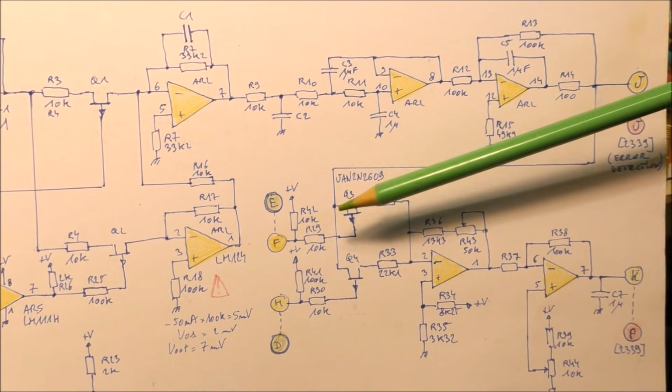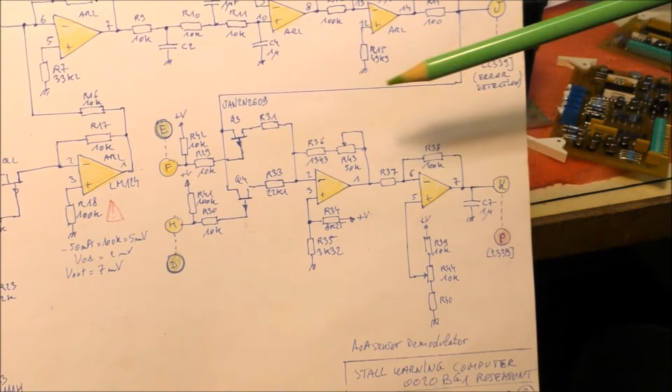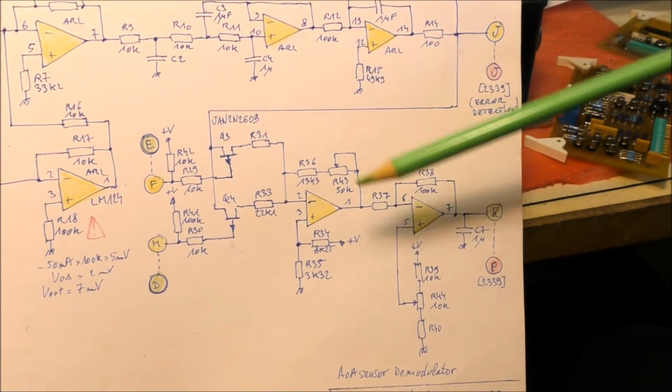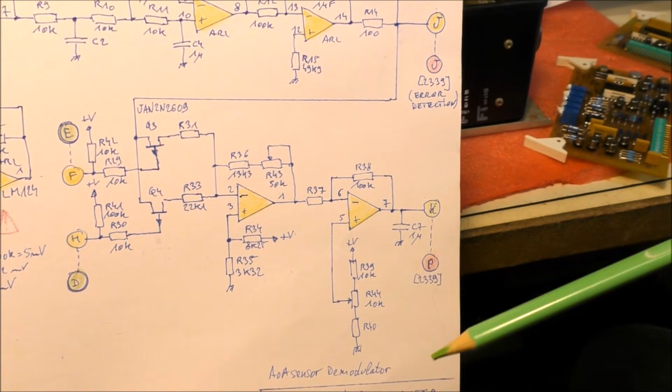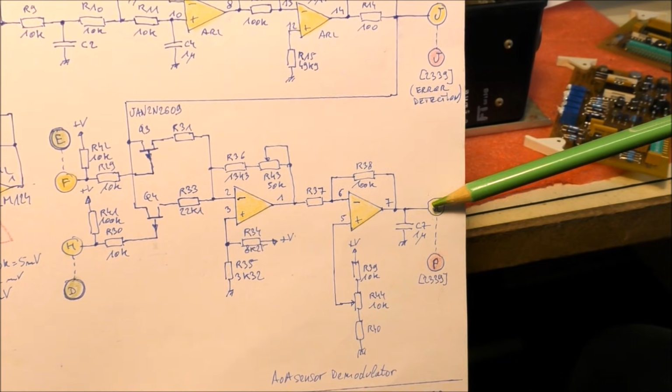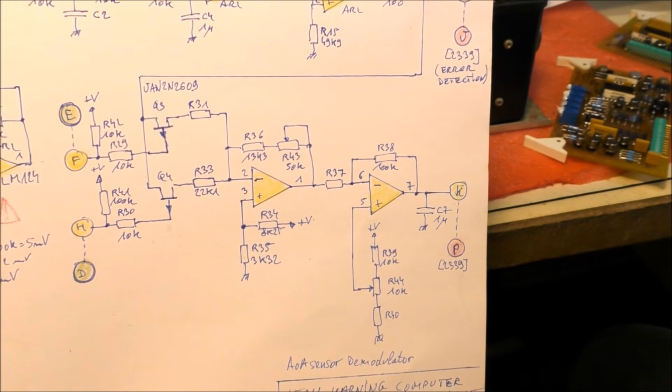The gain can be selected using these two inputs here, E and D. Anyway, there is an adjustment here of the gain and another adjustment of the offset. Okay, and the signal is fed to the voltage follower we have already seen.